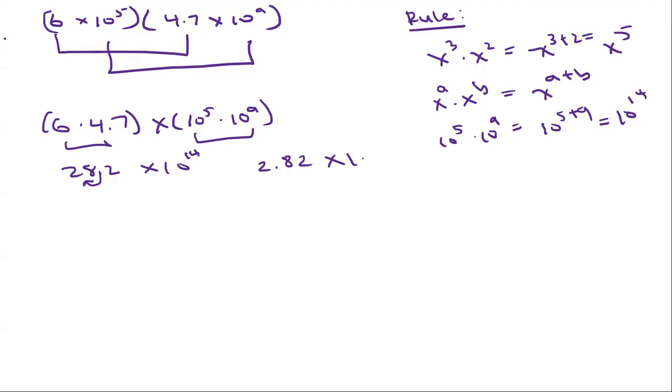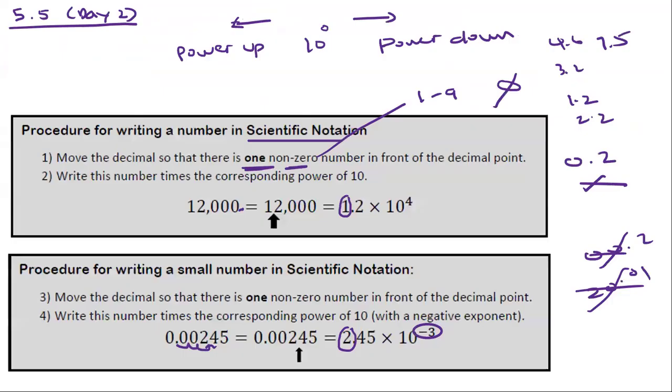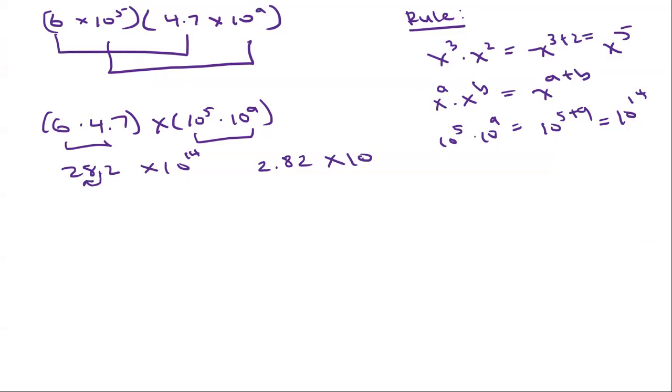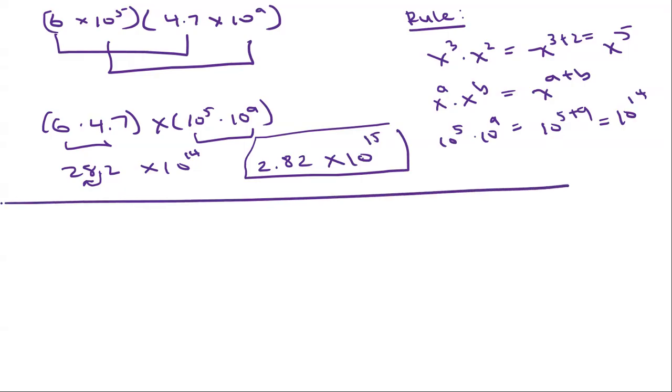times 10. And then again, if I go back to what I said, if you move the decimal to the left, the power will go up. So we start at 14, but it's going to move to the left, so it's going to raise by one more. So that'll be 10 to the 15th power. All right. So this is my answer in scientific notation.